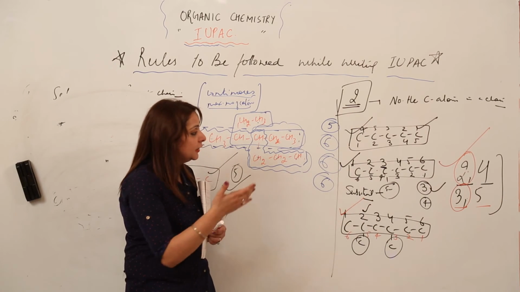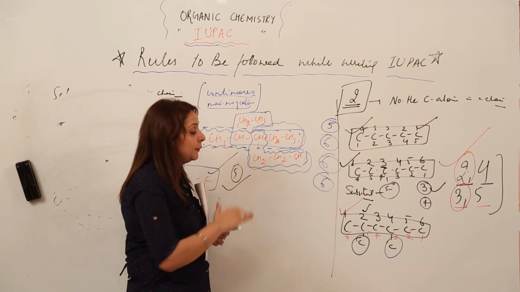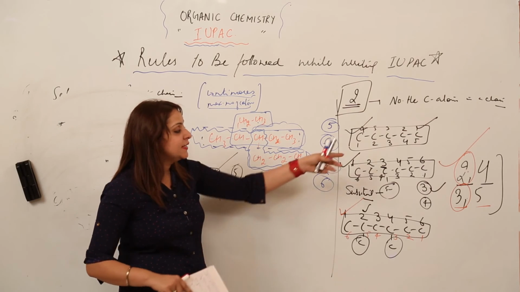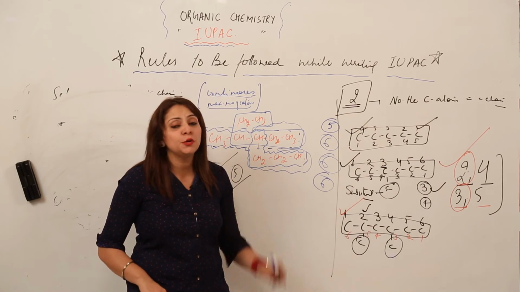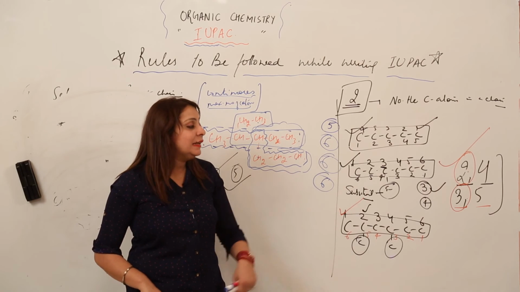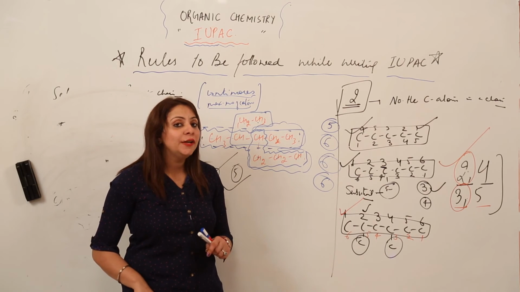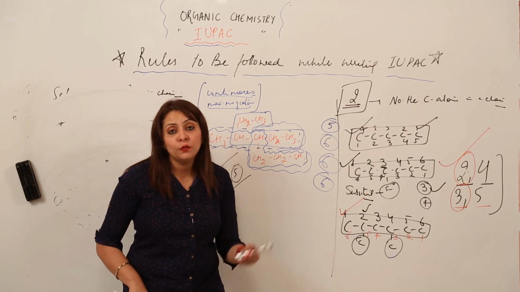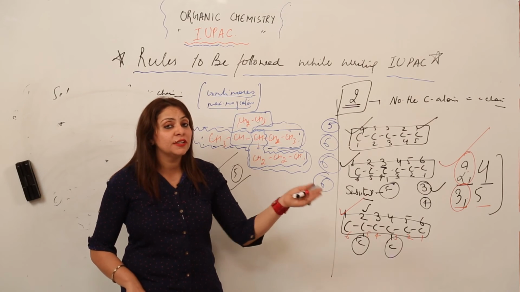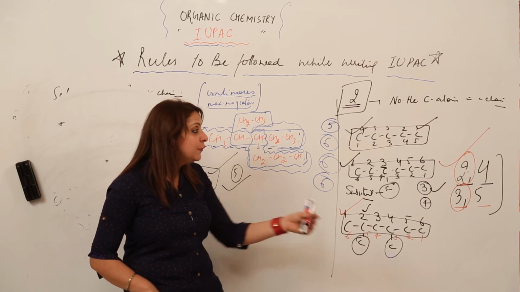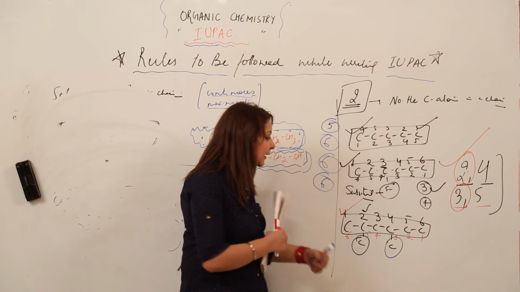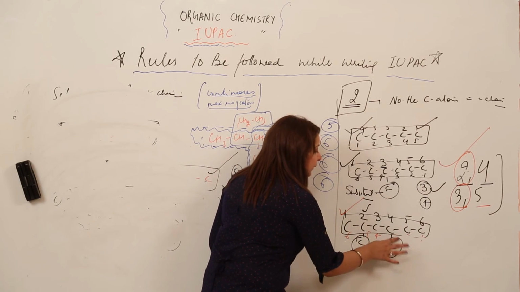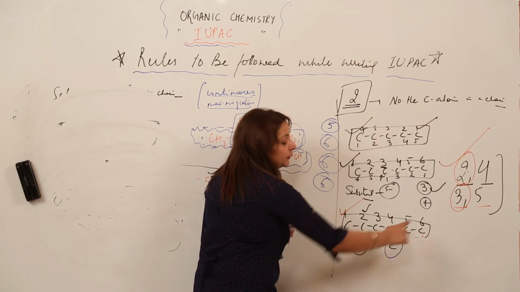That means the numbering in which the substituents get the lowest numbers. As you can see, in the first case, one substituent is getting number 2 and the other substituent is getting number 4. But in the other case, one substituent is getting 3 and the other one is getting 5. So obviously, in which set are the substituents getting the lowest numbers? Obviously, in the first one. So that is why the numbering is done in this method, the above one, right?